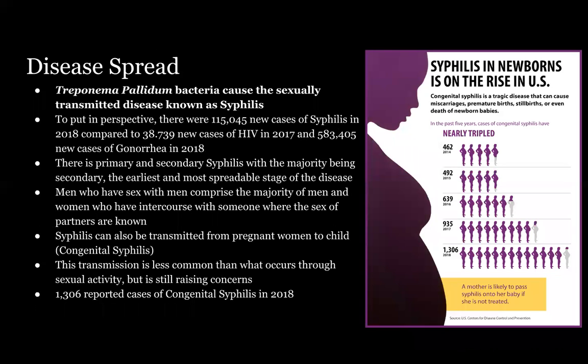Congenital syphilis, which is syphilis that is passed from pregnant women to their babies, continues to be a concern in the United States. During 2018, 1,306 cases of congenital syphilis were reported. This infographic on the right side of the screen from the Centers for Disease Control is just showing how congenital syphilis cases have almost tripled from 2014 to 2018.